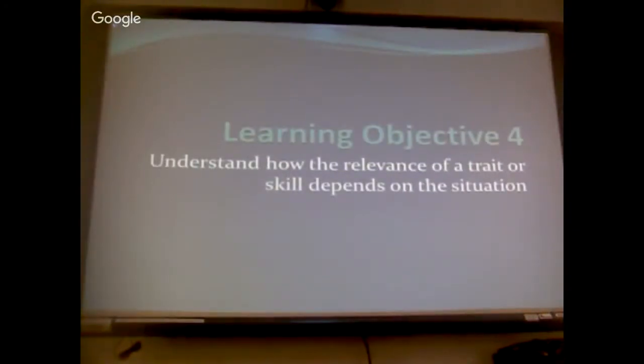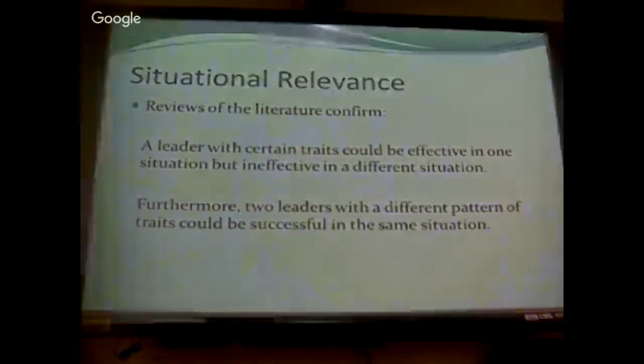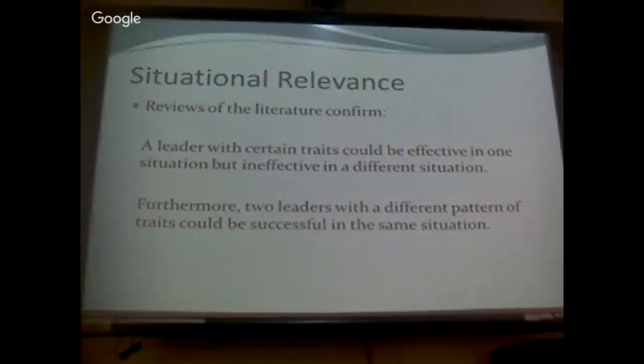Let's see. Fourth objective here: the relevance of the trait depends on the situation. So again, we say a review of the literature. A lot of times that's going to imply meta-analysis, where somebody goes out there and tallies all this stuff up and sees what the directions of the findings were. A leader with certain traits can be effective in one situation, but ineffective in a different situation.